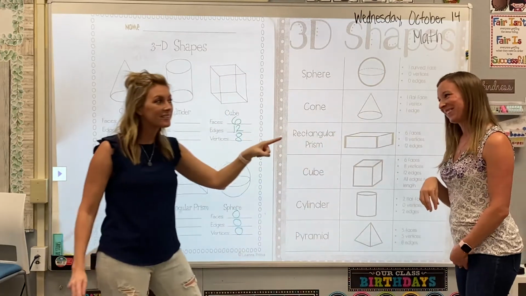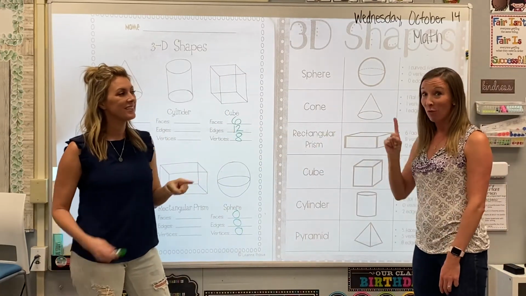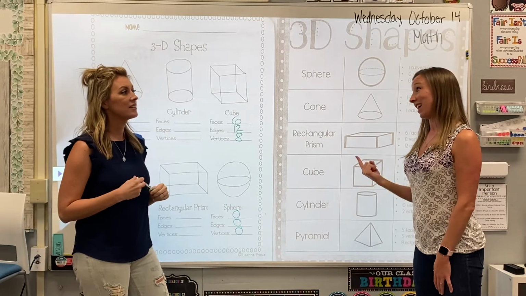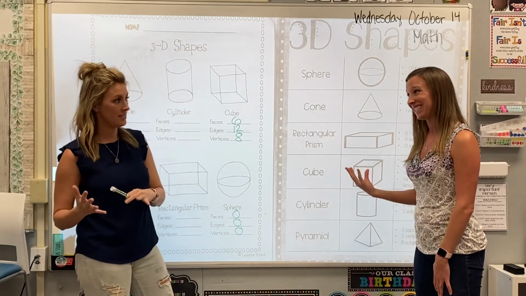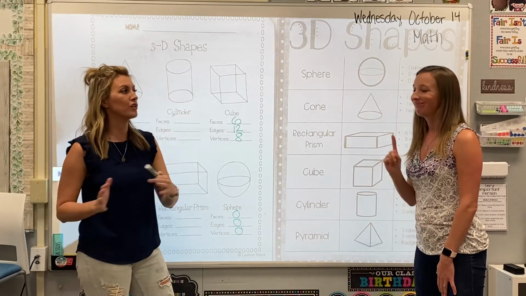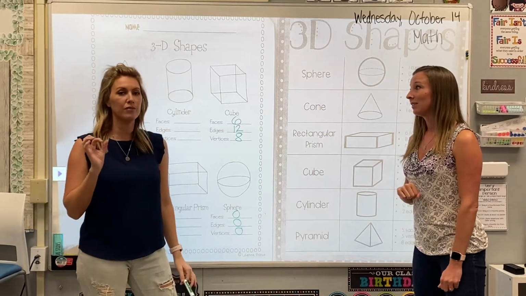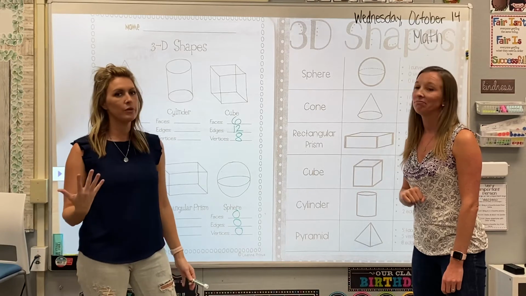So if we only have one of something, we call it a vertex. But if we have more than one, we call it the vertices. So vertices is plural for vertex. One corner, one point would be a vertex. Multiple corners or points would be vertices.